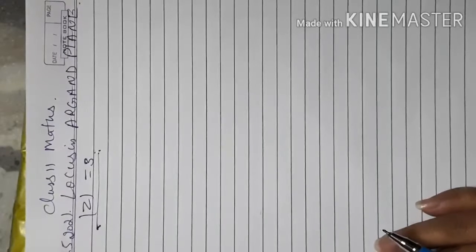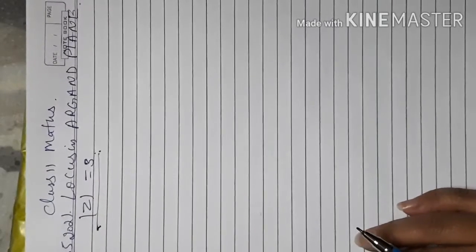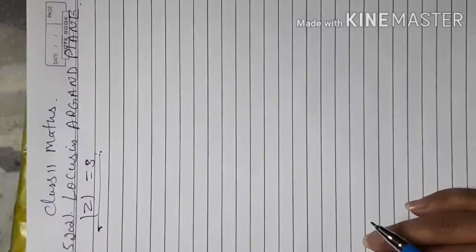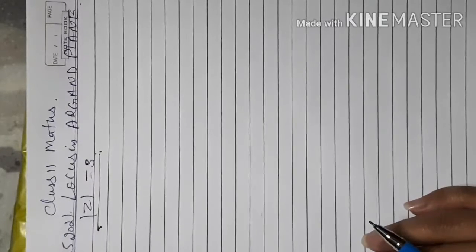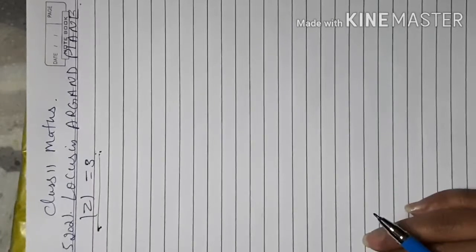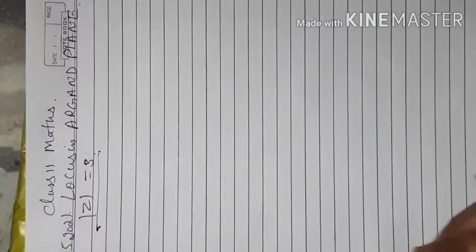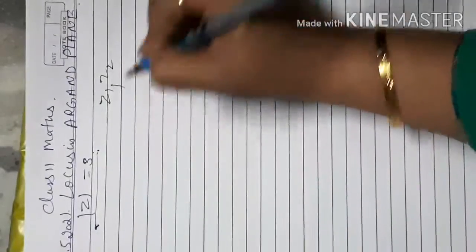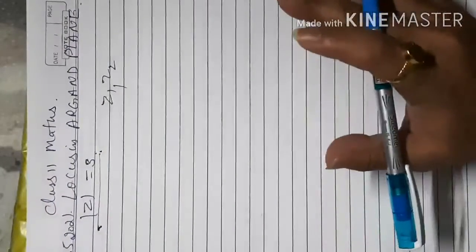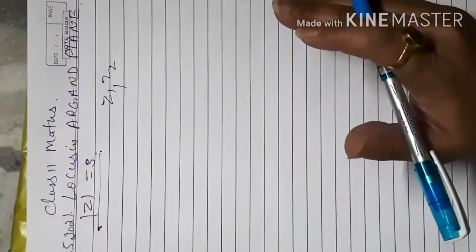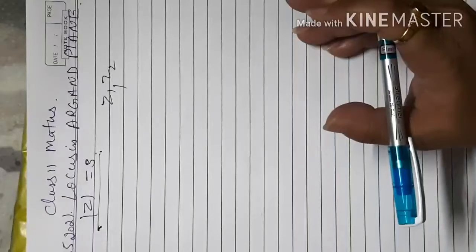Hi, good morning everyone. Today our topic is locus in the Argand plane, which means how you represent any complex number in the Argand plane. Basically, what is the locus? If you have two complex numbers z1 and z2, which are two fixed points in the Argand plane, how will you find the location of a particular complex number in the plane?